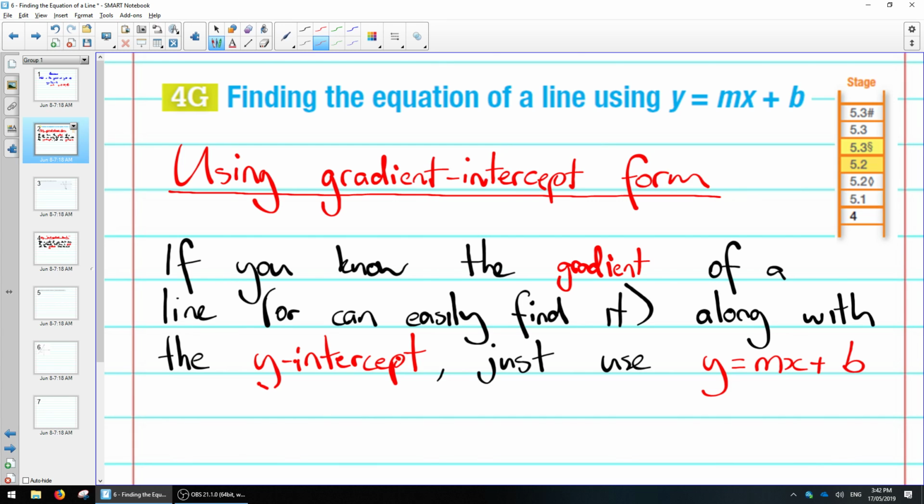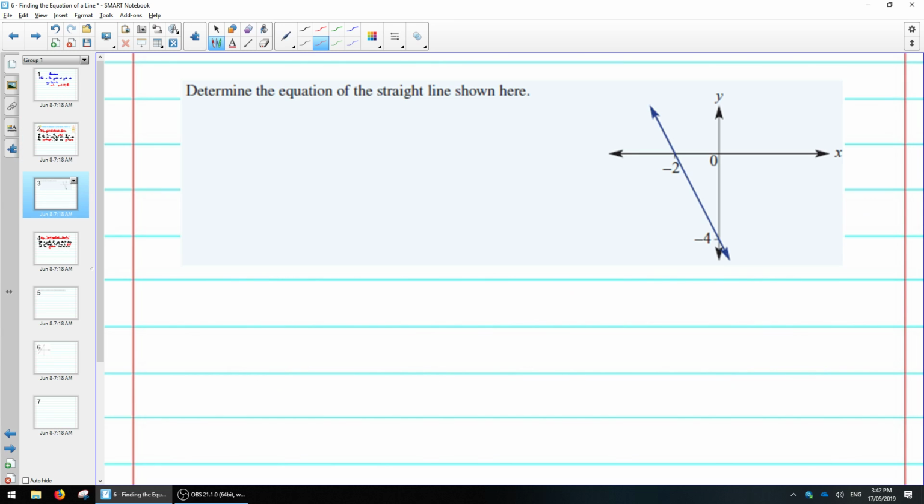You've got your equation. So if we were to just do a quick example of that, we want to determine the equation of the straight line shown here. So what we see here is we have our x-intercept being -2, and our y-intercept being -4. So what we want to do here is, if we can find the gradient and the y-intercept, we've got the equation of the line, because that's what we're trying to find. So straight away, we know that because our y-intercept is -4, that means we have b equals -4. So that's half of the equation straight away. Now we just need to find the gradient.